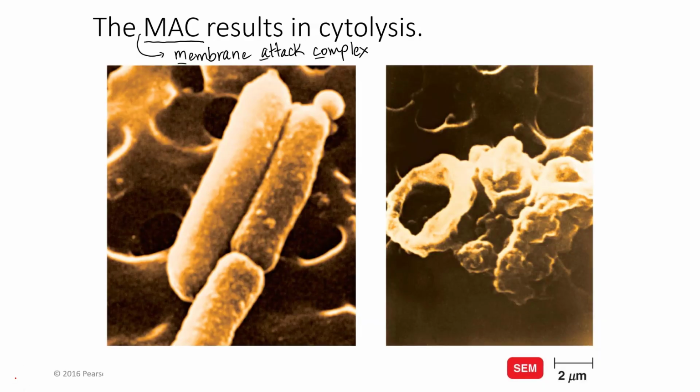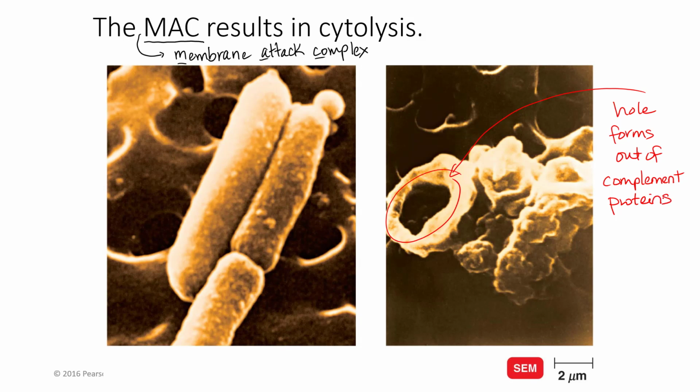Whoa. In this picture, we're seeing a big hole. Do you see the hole? So this hole forms out of complement proteins. What happens if you have a big hole in your cell wall? Well, yeah, fluid rushes in. So we get water entering the cell rapidly, and the cell will expand and burst. We call that cytolysis.